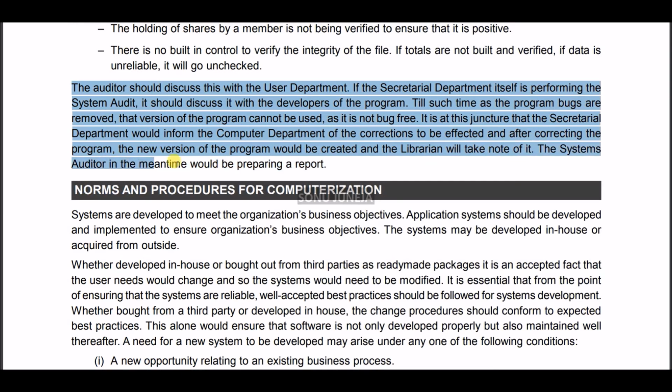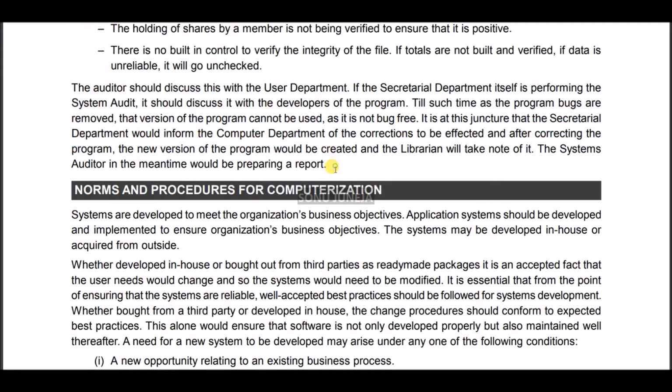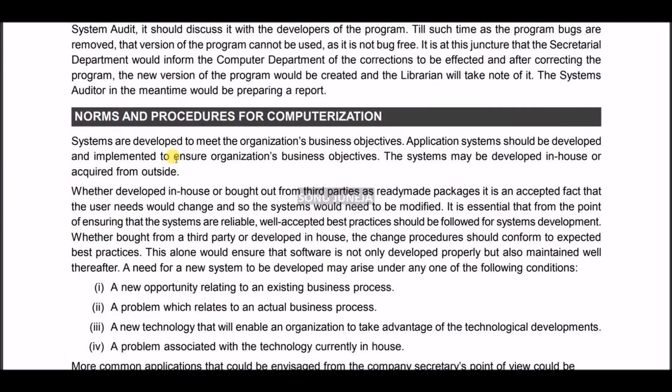The system auditor in the meantime will prepare a report. So after taking the test pack into consideration, if the program is bug free, obviously you are ready to use it. If not, you have to wait for it, make the corrections effective, and run the test program again, while the auditor prepares a report on what went wrong.